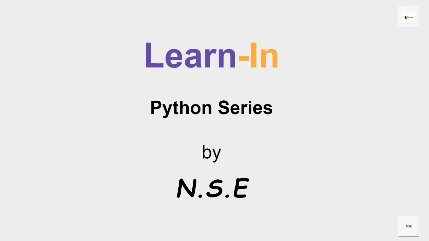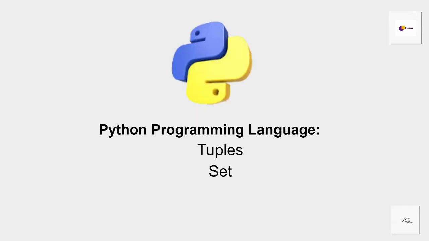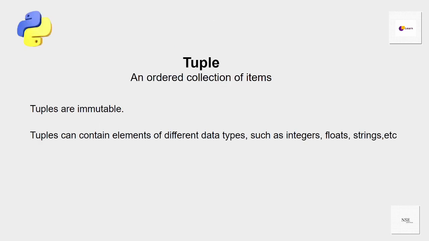My name is Nse. In this video, we are going to talk about two different data types, tuples and sets. Tuples are ordered collections of different elements, just like a list. However, tuples are immutable, meaning that they cannot be modified after being created.